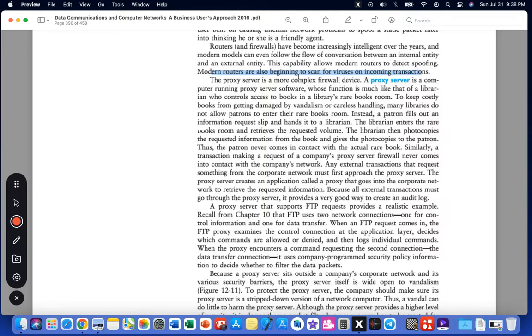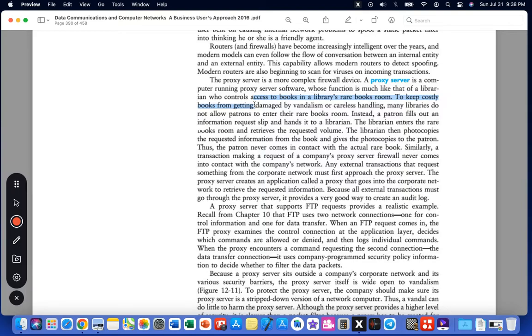Proxy servers are a more complex firewall device. A proxy server is a computer running proxy server software whose function is much like that of a librarian who controls access to books in a library's rare books room.